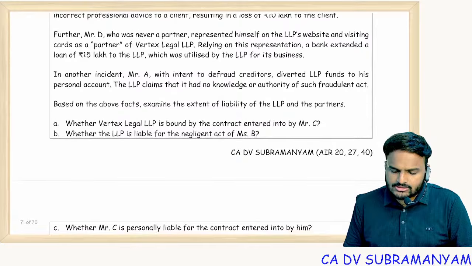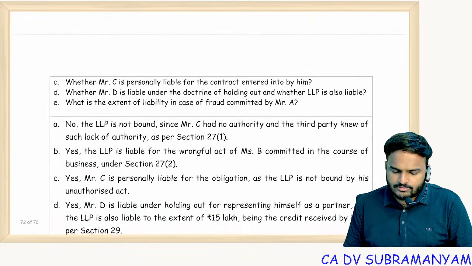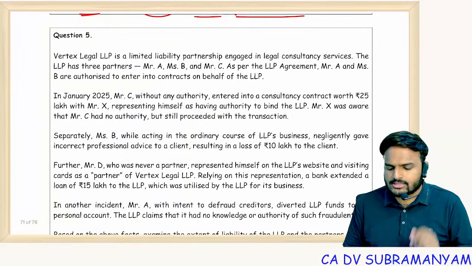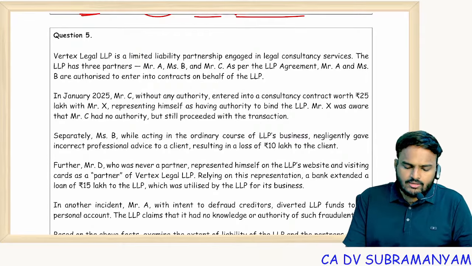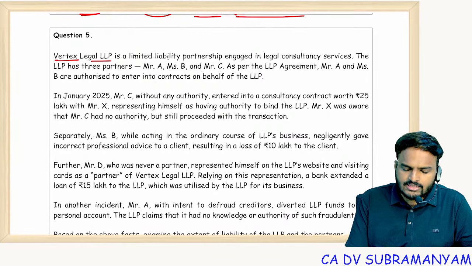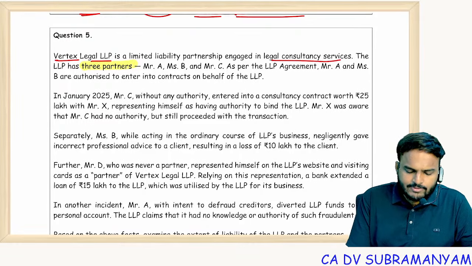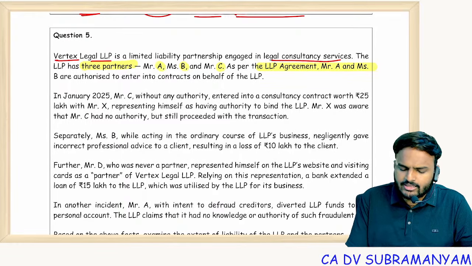Next question is about the relationship between partners and LLP. We will see this also. Vertex Legal LLP is a limited liability partnership engaged in legal consultancy services. LLP has three partners, A, B, C. As per the LLP agreement, A and B are authorized to enter into contracts on behalf of LLP. That means two designated partners.